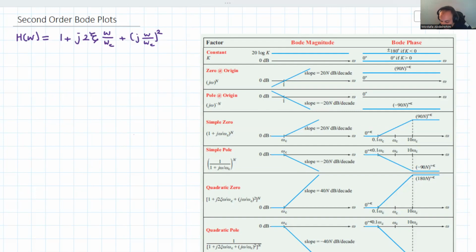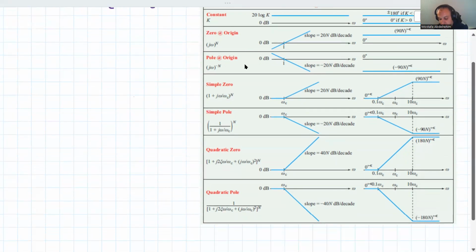So let's see. In past lectures, we saw many standard forms like constant, zero at origin, pole at origin, simple zero, and simple pole. Okay. We didn't touch the quadratic zero or quadratic pole, which is basically the second order. If we look here, there is omega square. Look, guys, square: j omega over omega c squared. So there is a square. Okay, that's what makes it second order.